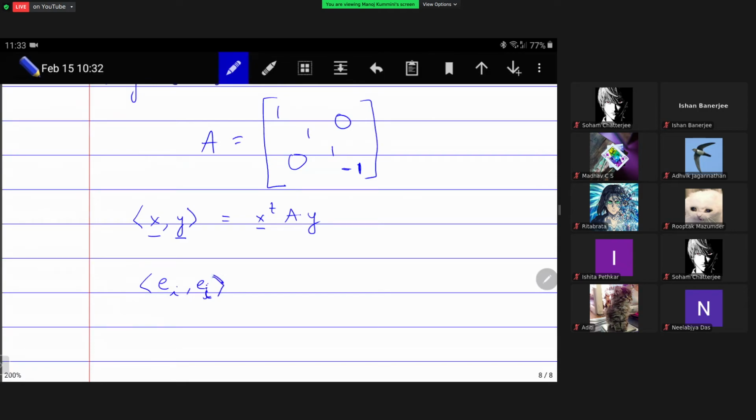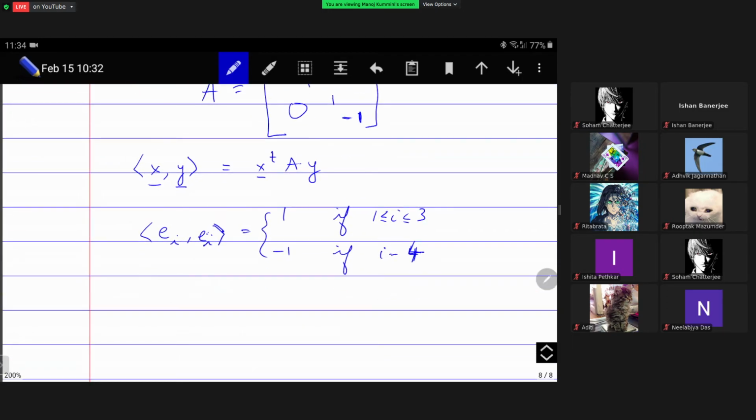is what tells you whether it's definite, semi-definite or indefinite. In particular, if you just do this for e_i, this is 1 if i is between 1 and 3, and -1 if i is equal to 4. Therefore, this form is indefinite.